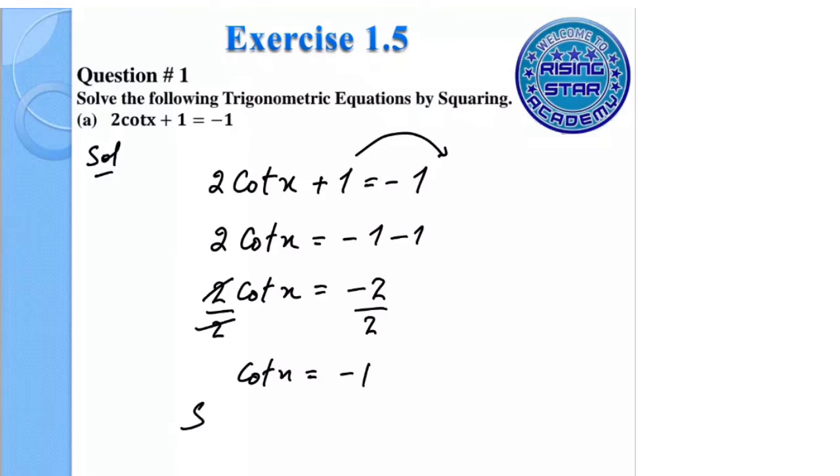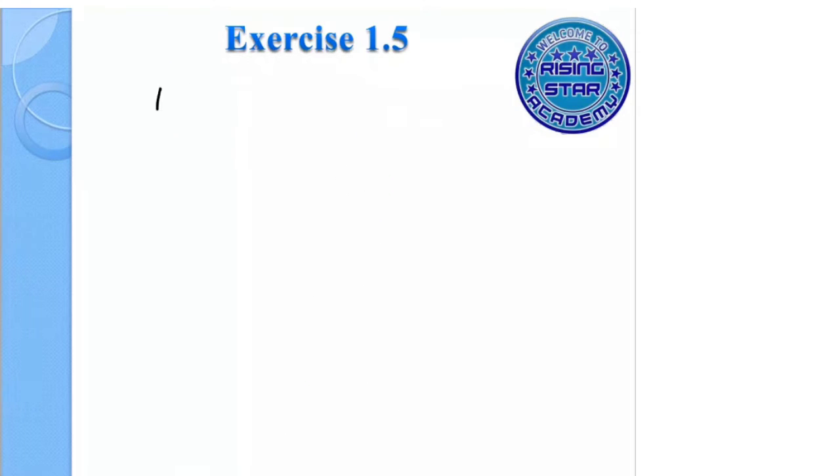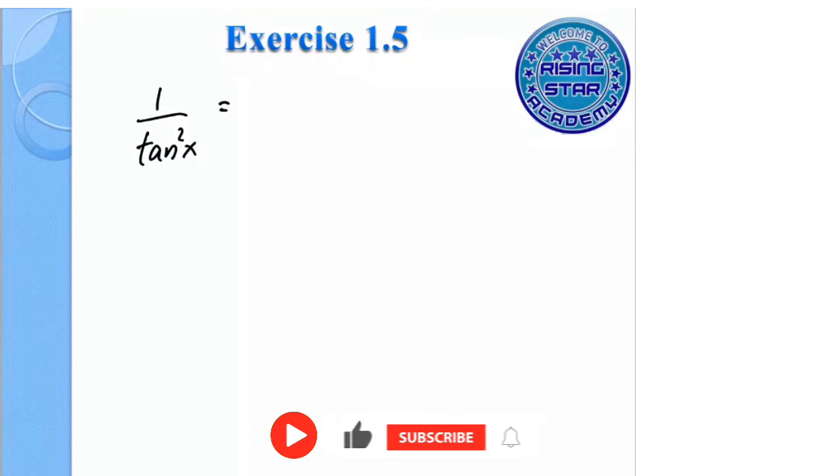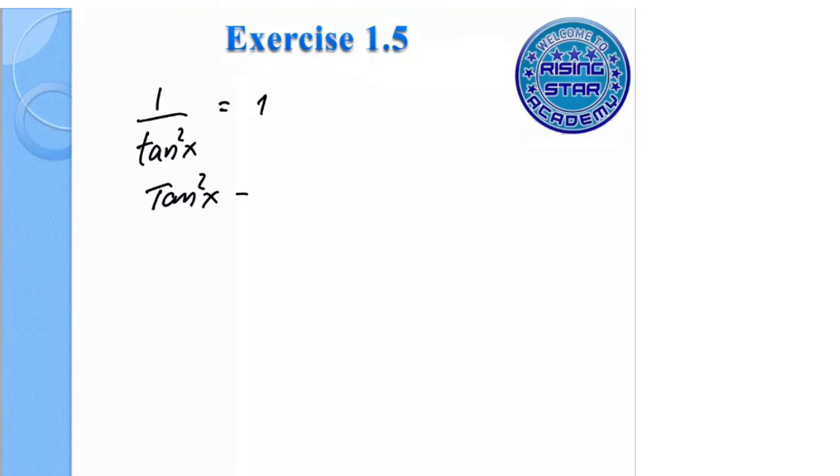Now we will take squaring on both sides. Squaring on both sides, so we will get cot square x is equals to positive 1. We know that the cot is the reciprocal of tan, so we will write it 1 over tan square x is equals to 1. So now we will take the reciprocal again on both sides. So we have tan square x is equals to 1.